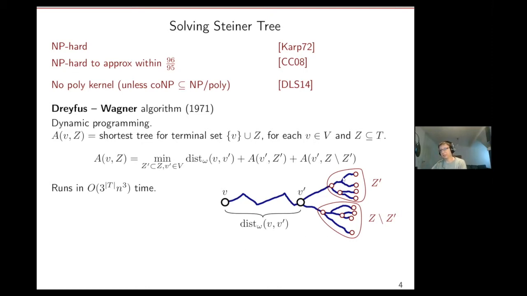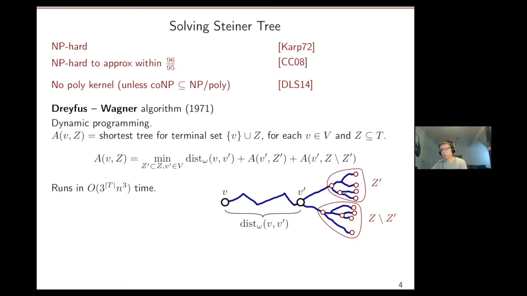This way you can see that the whole tree consists of 3 parts. First of all, there will be the shortest path from V to V prime. Then there will be the optimum tree with root V prime and terminal set Z prime, and the other optimum tree for the rest of the terminals in Z. And we can immediately see that the number of subproblems will be exponential in the number of terminals, and also the running time will be exponential in the number of terminals. Basically this is the running time here.